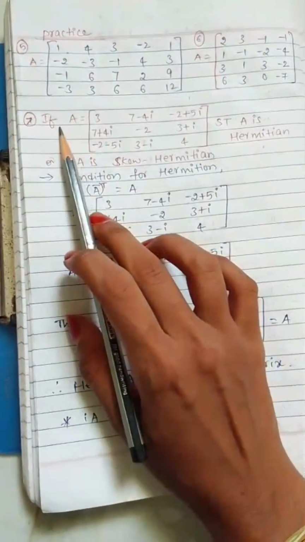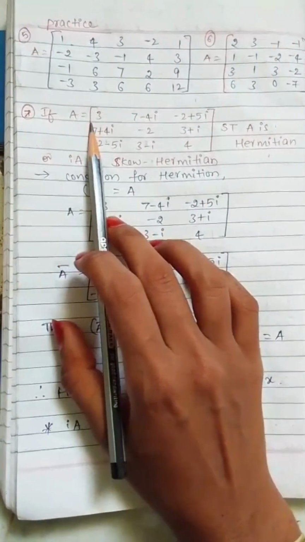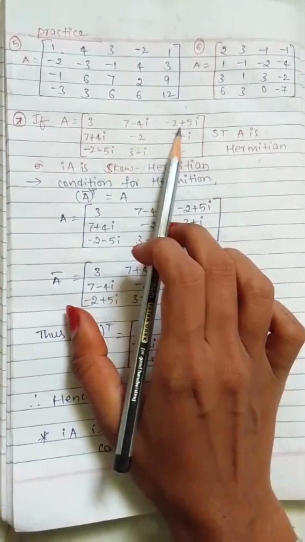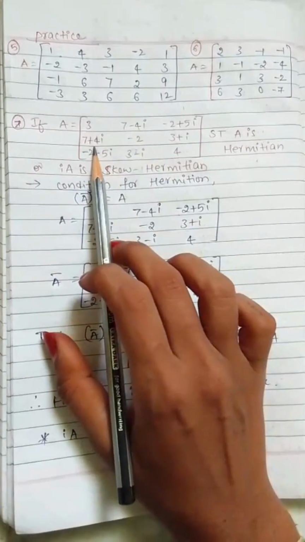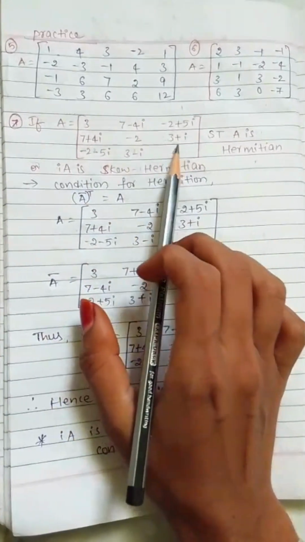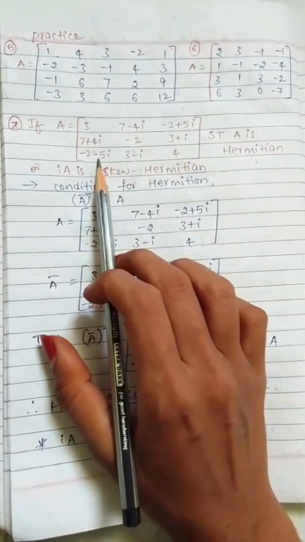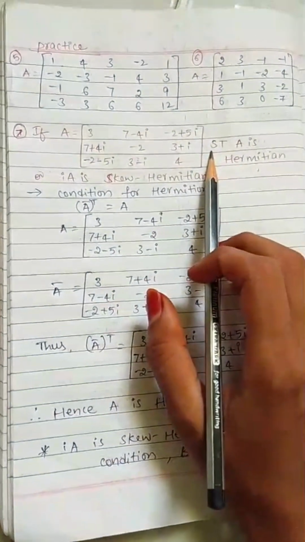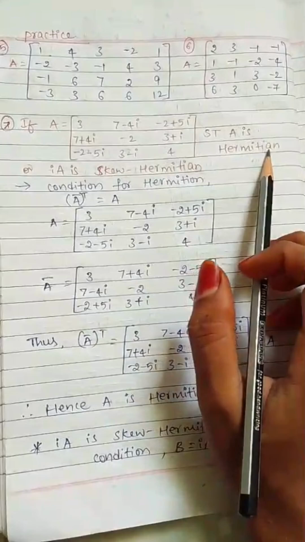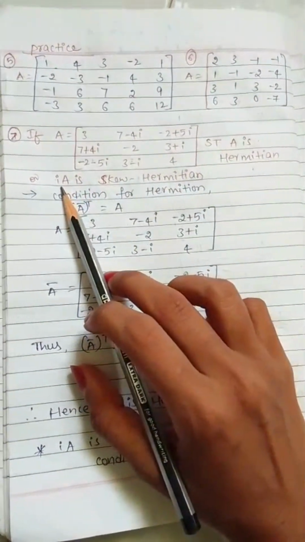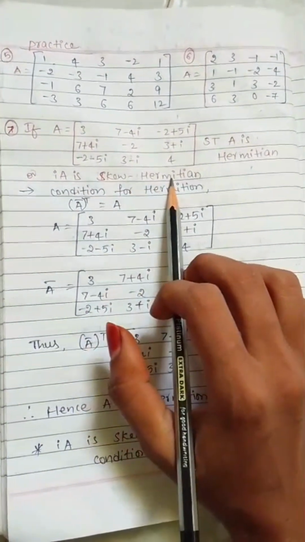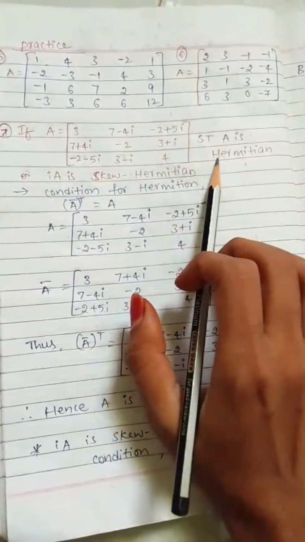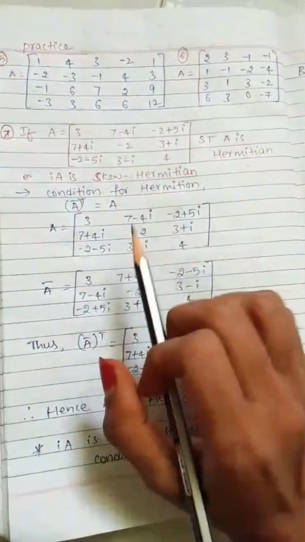Got it? Then coming to the next question, if A is equal to [3, 7 minus 4i, minus 2 plus 5i; 7 plus 4i, minus 2, 3 plus i; minus 2 minus 5i, 3 minus i, 4], then show that A is Hermitian and iA is skew Hermitian. Then we have to show that this is Hermitian and iA is skew Hermitian.